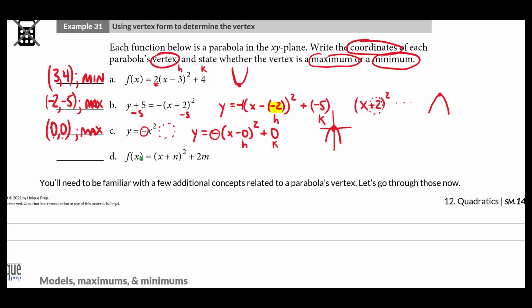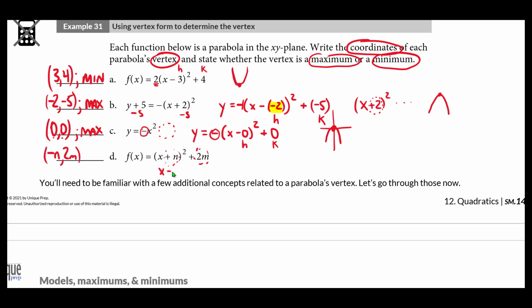In example D here, don't get freaked out by the fact that we don't have numbers in the h and the k position. That's okay. It doesn't matter what occupies those positions as long as we can identify what occupies those positions. So we can do this either by taking the opposite of this term, so that's negative n, and then this term here, that's 2m. So those are our h and k values.